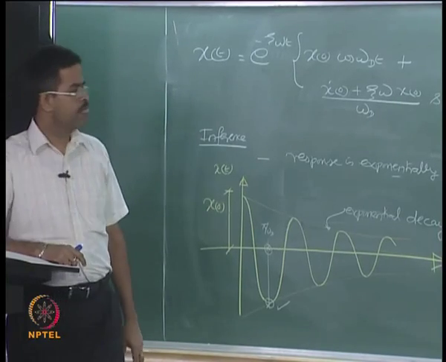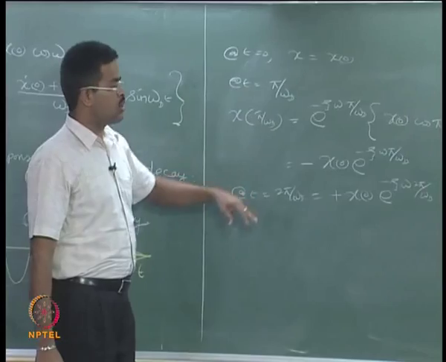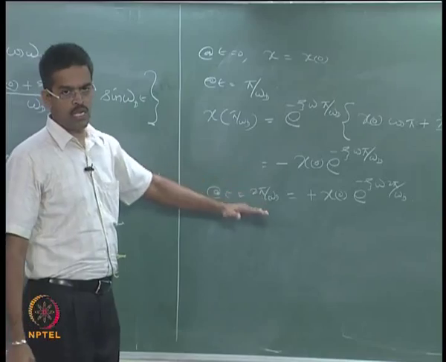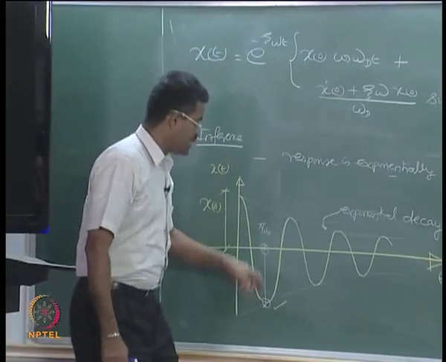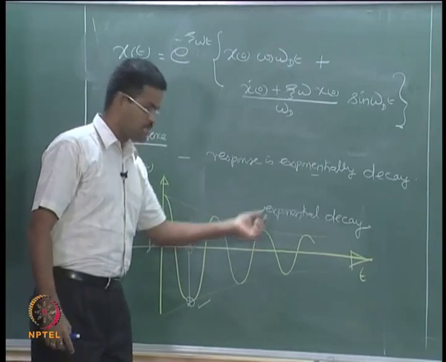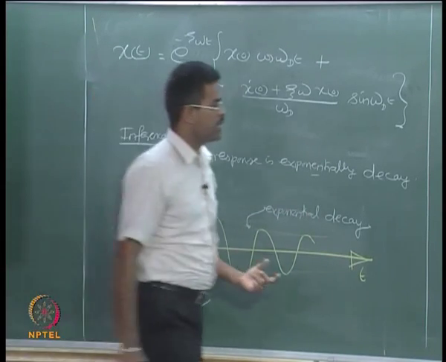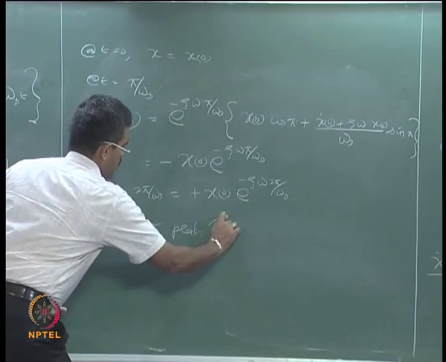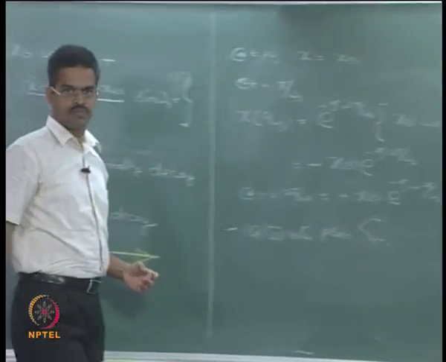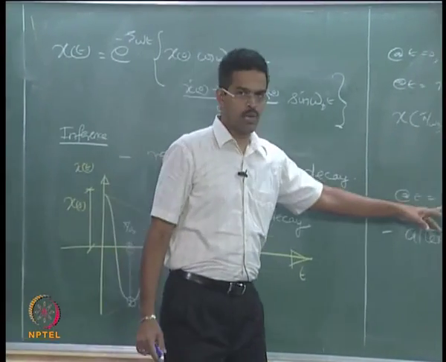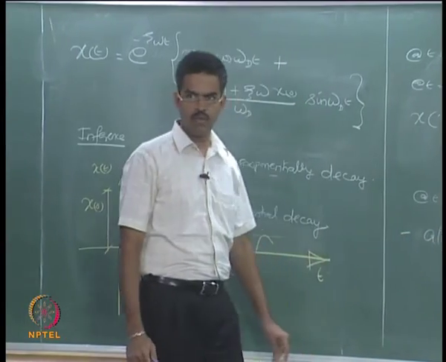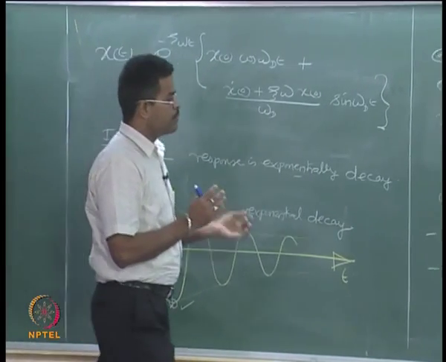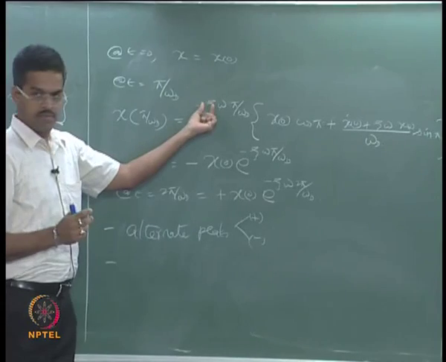So what we infer from the successive values of x at t 0, x at pi by omega d, x at 2 pi by omega d and so on, I am getting alternate peaks, plus minus plus minus and so on, okay. Alternate peaks in the sense positive and negative, is it not? Obviously when you use 3 pi by omega d, you will get a negative peak again. Secondly, the qualitative decay component of e power minus is maintained, so it decays.